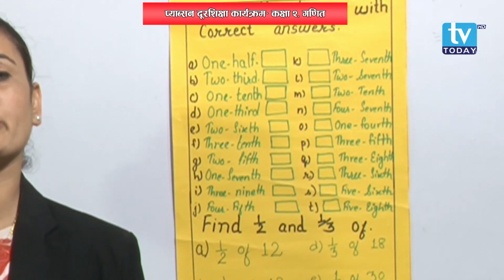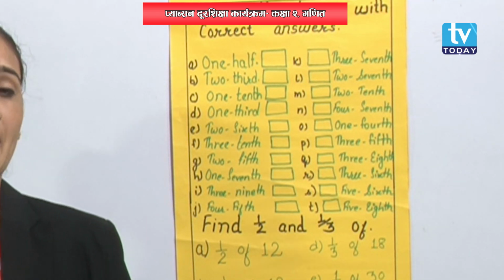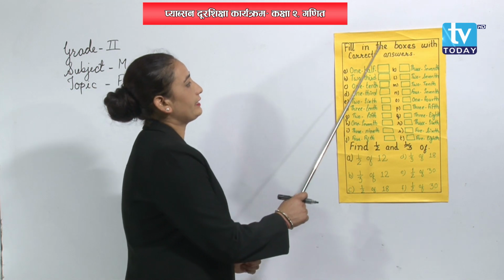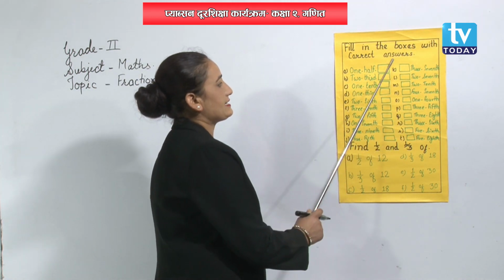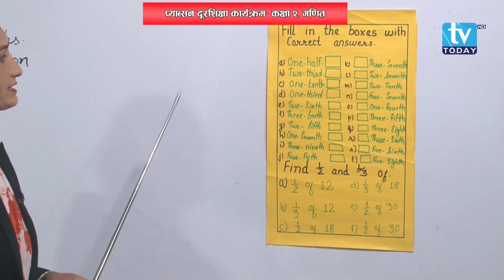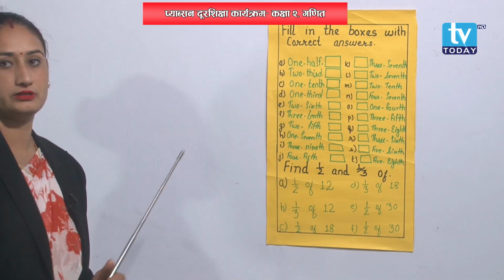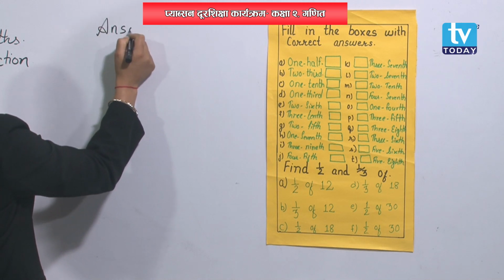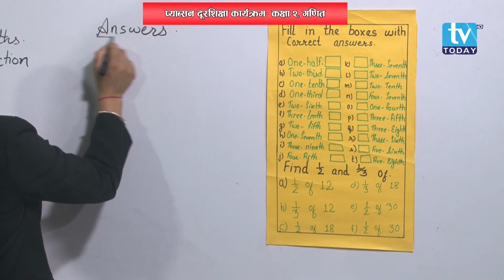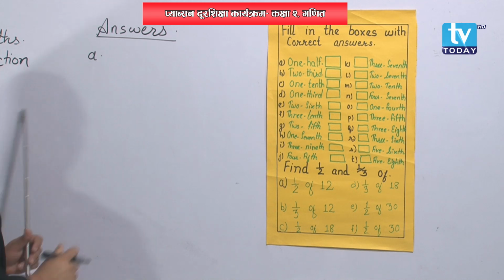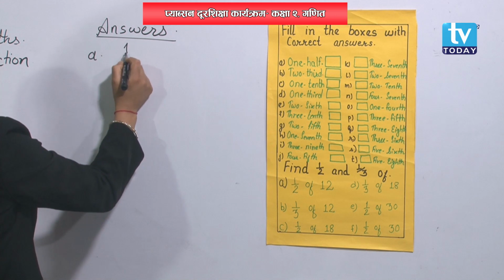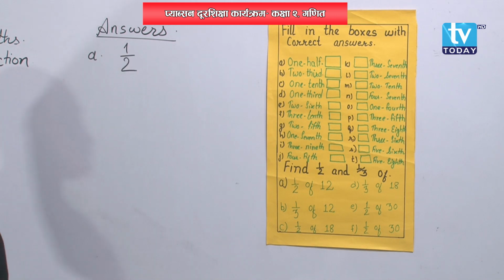Now students, let's look back at our questions from today's class. Have you looked at the chart or not? Okay, fill in the boxes with the correct answers. So the first one is 1/2. How to write the answer? Answers are written here, okay? 1/2. Have you written? Okay.